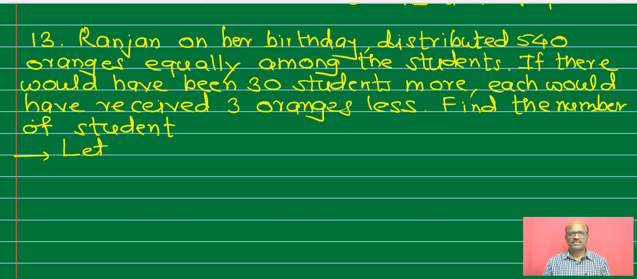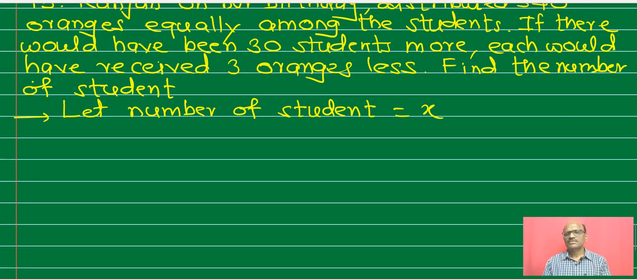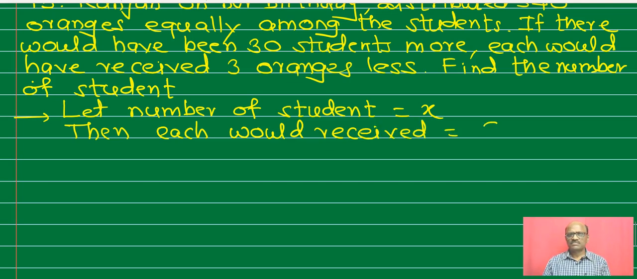Let the number of students be x. Therefore, each student will get 540 upon x, that is the number of oranges divided by the number of students. Then each student would receive 540 upon x oranges.